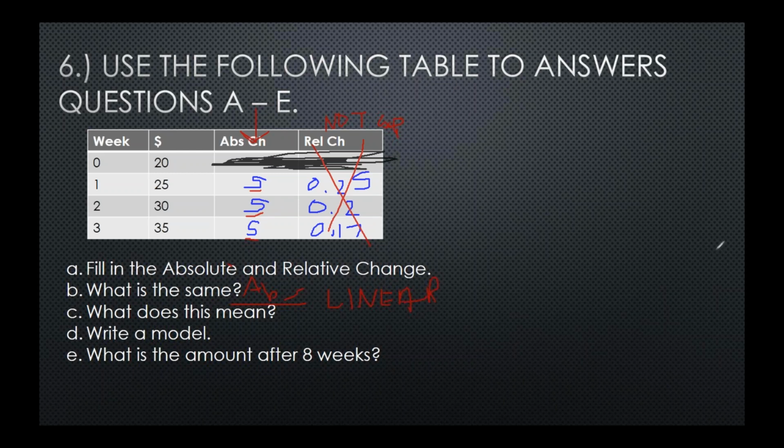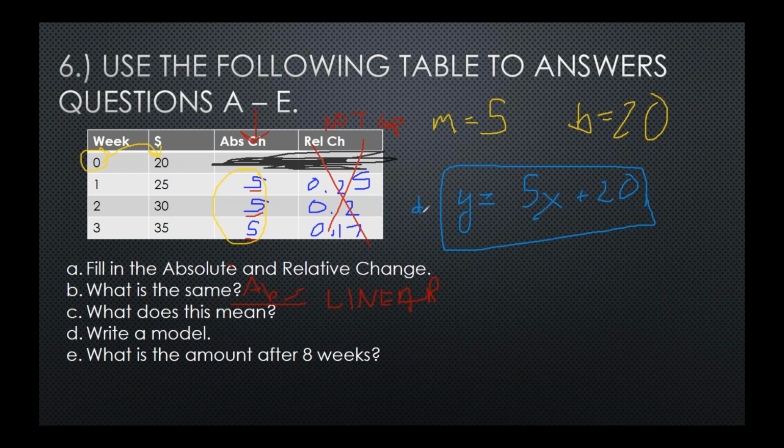And we know from last week that to write a linear model, we need two things. We need a slope and we need a y-intercept. So in this case, what is my slope? Very good. Our slope is 5. Because 5 is the constant change, and the constant change is the absolute change. What's my y-intercept? 20. Because the y-intercept is the y value when x equals 0. So now that I know my slope and my y-intercept, y equals slope times x plus my y-intercept. So here's my linear model, which is part B.